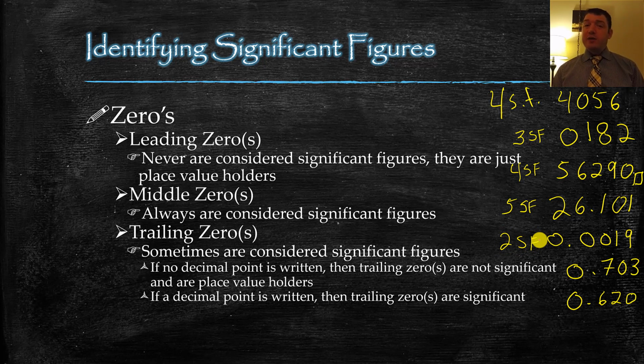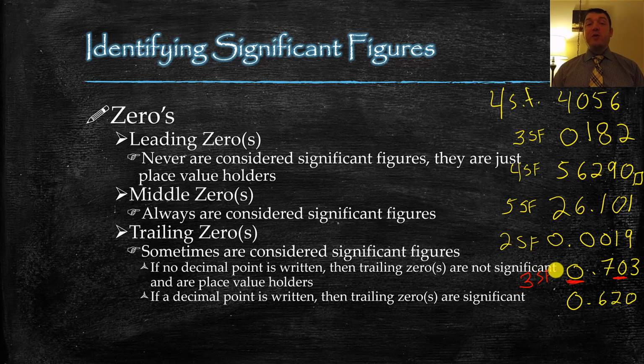0.703 actually has 2 zeros. There's a zero here, and that zero is before any other numbers, which makes it leading, and there's a zero here. That zero is between two other numbers, which makes it a middle or sandwich zero. The leading zero is not a significant figure. The sandwich zero is a significant figure, so this one has 3 significant figures.